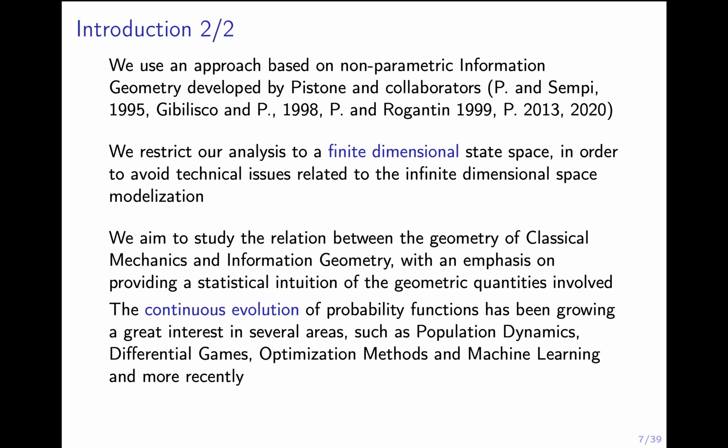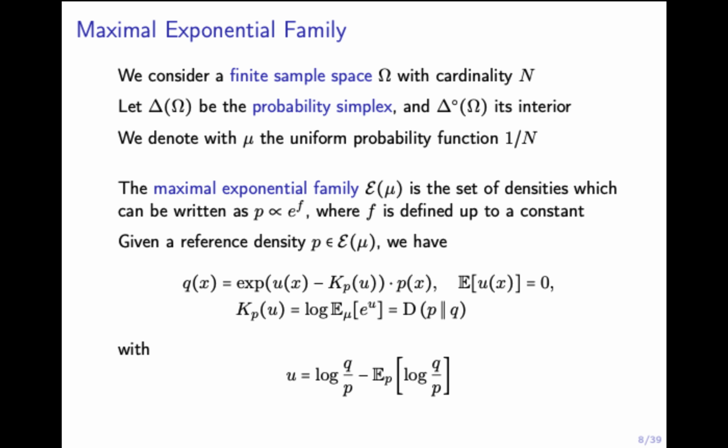So we wanted to study a relationship between information geometry, and so between notions of statistics and notions of Riemannian and affine geometry, and also classical mechanics, in order to define a correspondence between the quantities which are involved in both cases. Our purpose is to define continuous dynamics in the probability space, and this has applications, for example, in the study of population dynamics, differential games, but also in optimization, which will be one of the main areas of interest for us in this presentation.